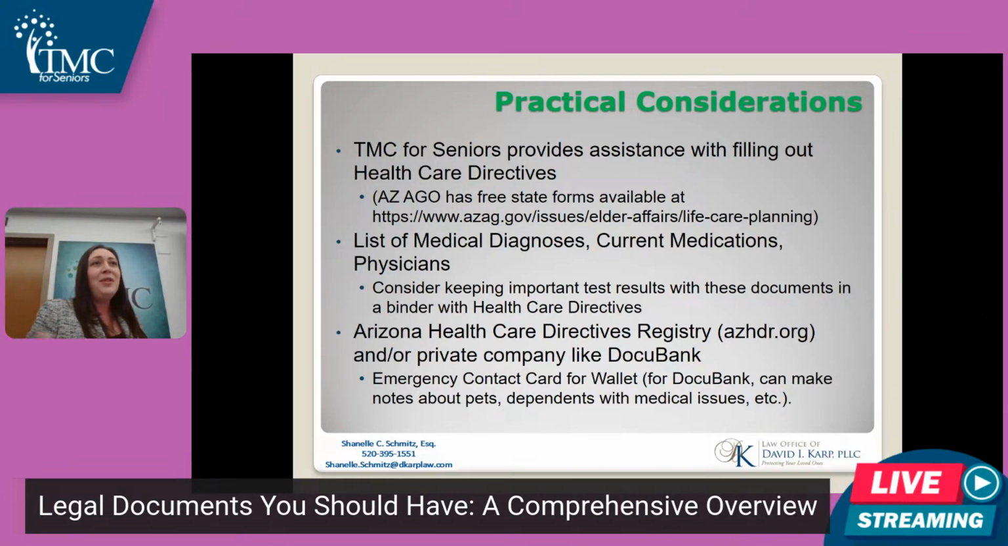There are a lot of instructions involved. So if you're not working with an attorney and you have questions, like I said, TMC for Seniors can help you fill those out. But it's really important for everyone to have a healthcare power of attorney in place.